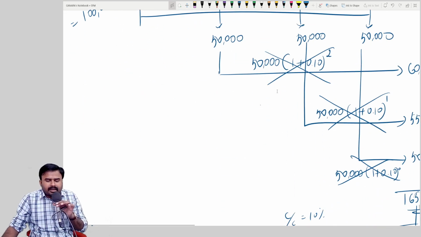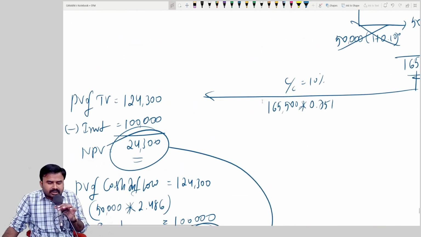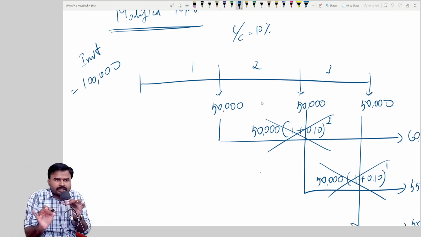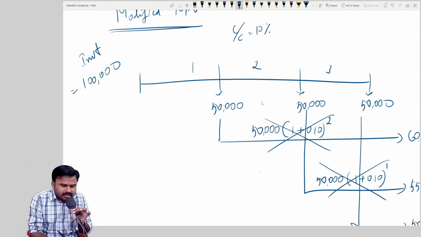See, simply understand one thing here. See, how much return I've added? 50,000 into 1 plus 0.10. See, simply my job is to discount the cash flows, right? At 10% rate of return. This is the way.